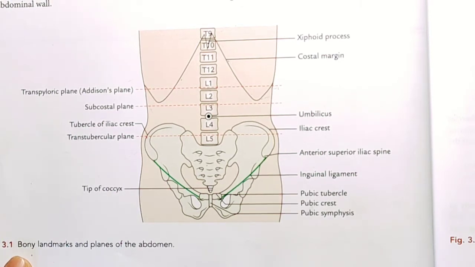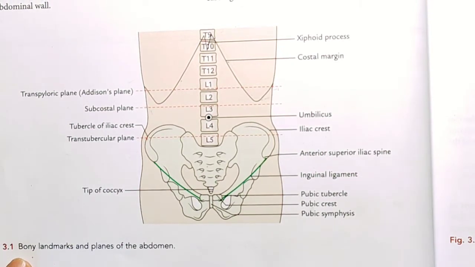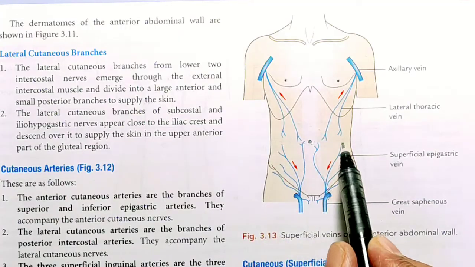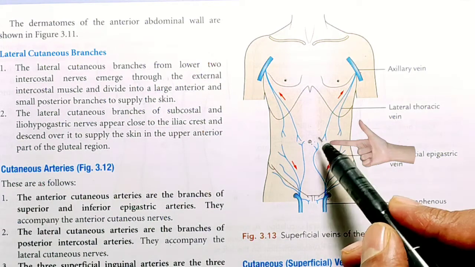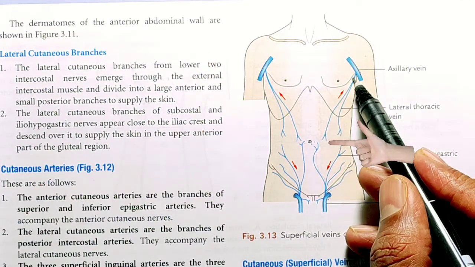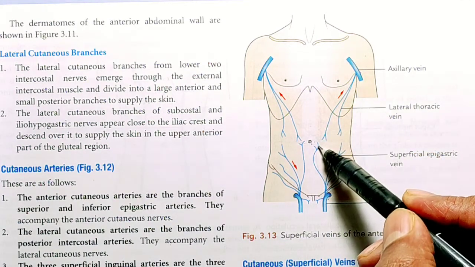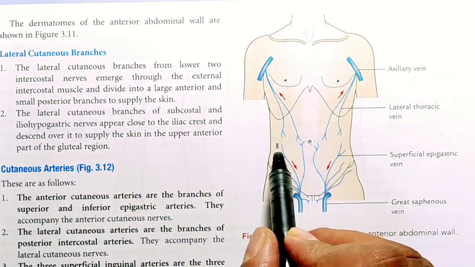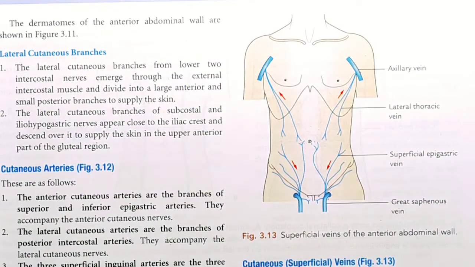First one is the watershed line for both lymphatic and venous drainage. We'll understand by these diagrams. This is a watershed line. Above the umbilicus, the venous drainage goes towards the axillary vein, and below the umbilicus the venous drainage goes to the great saphenous vein. This line forms the watershed line in the venous drainage.